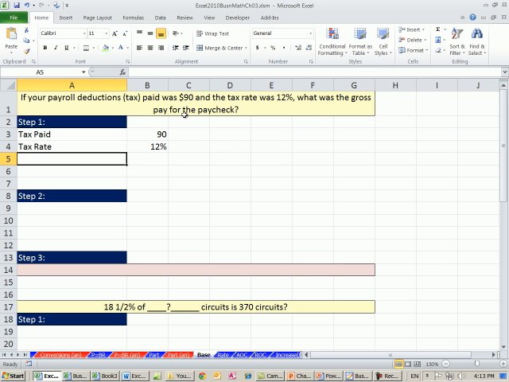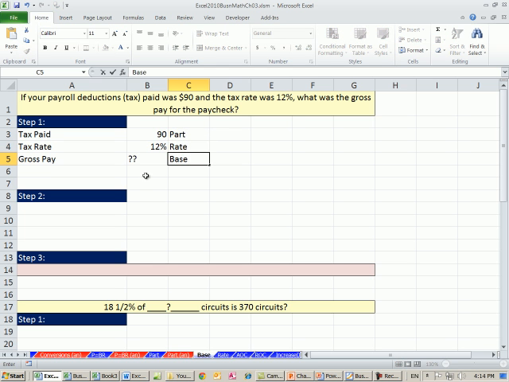What was the gross pay for the paycheck? So I'm going to put gross pay. Then I'm going to come over here and label all this. I'm going to call this the part, this the rate, and this the base. All right, the formula I'm going to use is base equals part divided by rate.